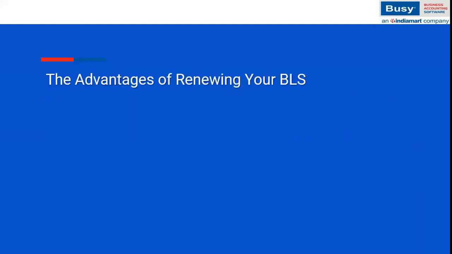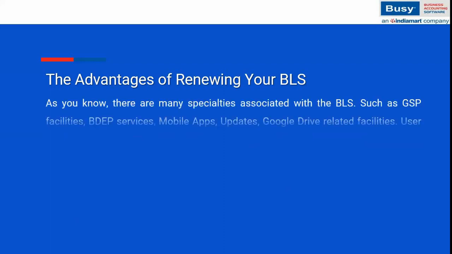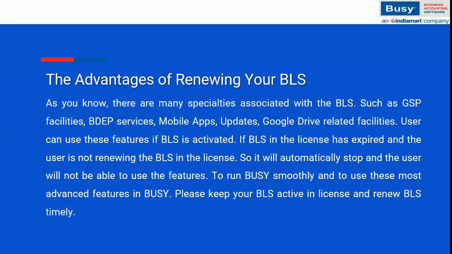The advantages of renewing your BLS. So what are the advantages? As you know, there are many services associated with the BLS, such as GSP facilities, BDEPS facilities, mobile apps, updates, Google Drive connectivity. These are the facilities associated with the BLS. The user can use these features if BLS is activated in the license. If BLS in the license has expired and the user does not renew it, these features will automatically stop and the user will not be able to use them.